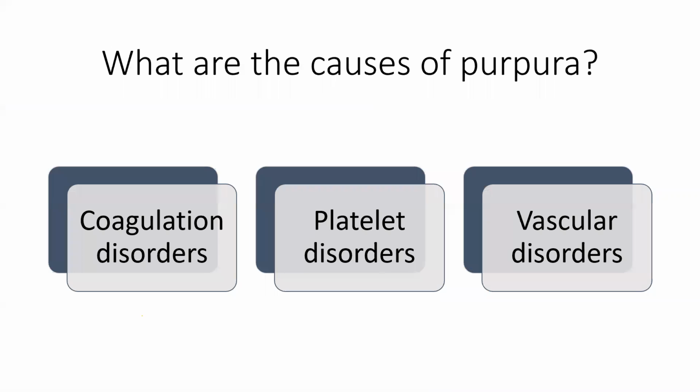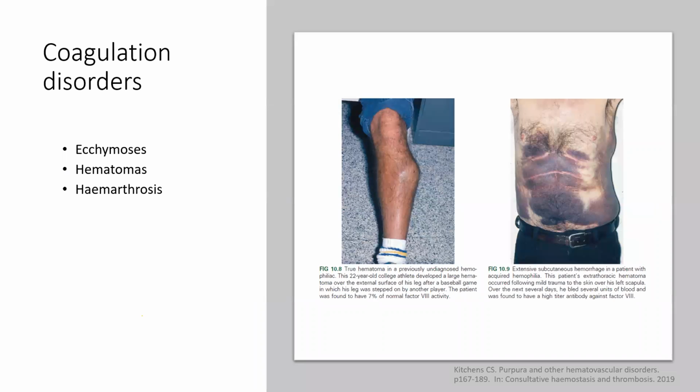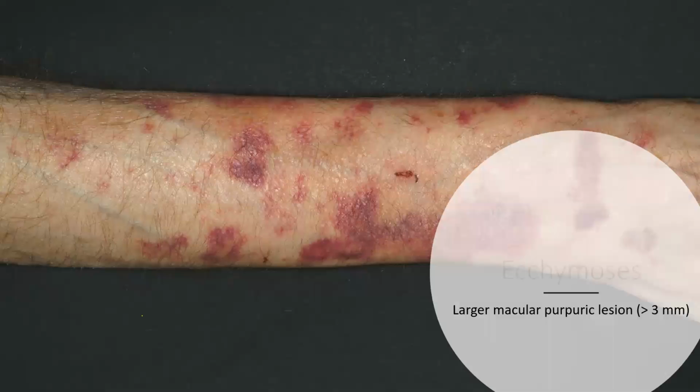So what are the causes of purpura? This picture illustrates some coagulation disorders, platelet disorders, as well as vascular disorders. As you know, coagulation disorders tend to present with extensive ecchymosis, hematomas, and hemarthrosis. Ecchymosis are large macular purpuric lesions that are generally larger than 3 millimeters. Some books use 2 millimeters.